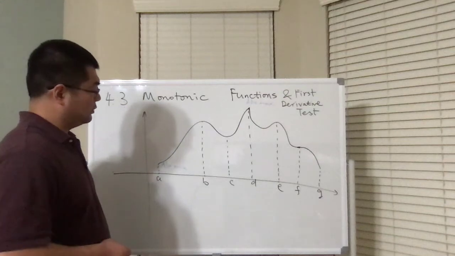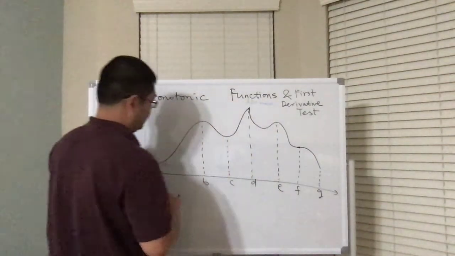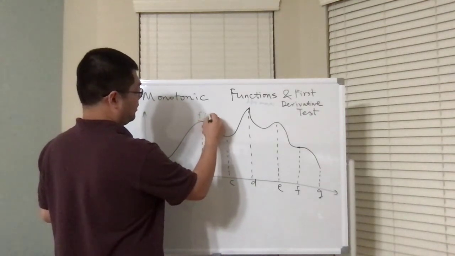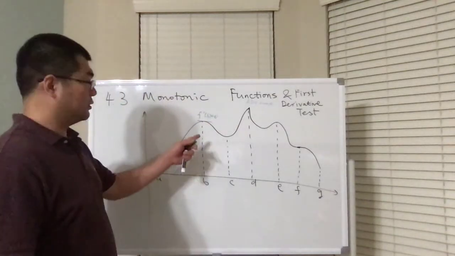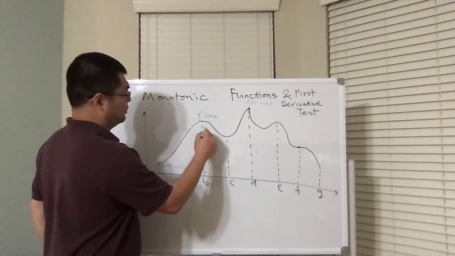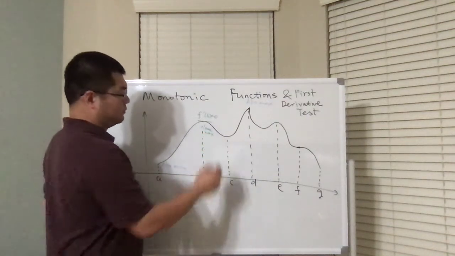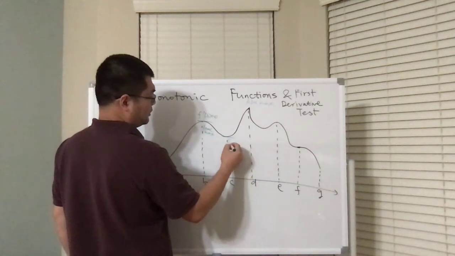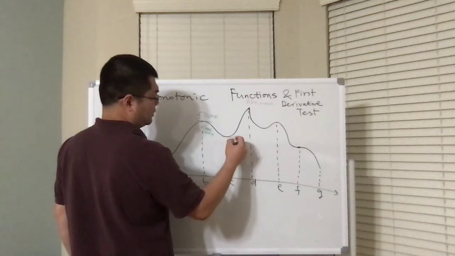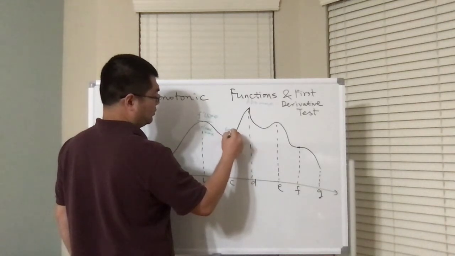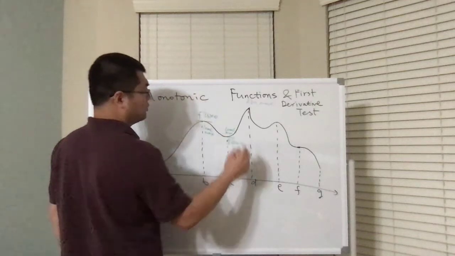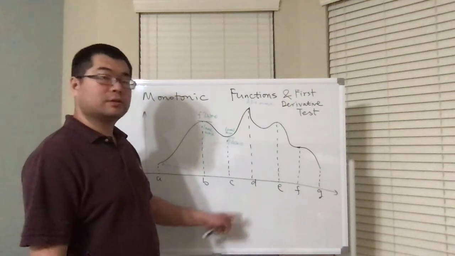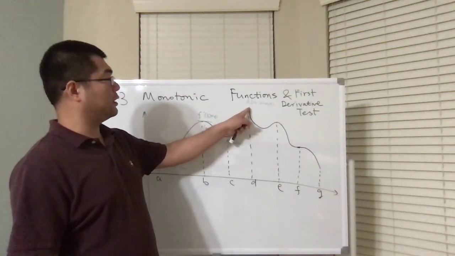Also, you can tell that at the point B, f prime of b is 0, right? And also, we know that this is a local maximum. Okay. And at point C, clearly you can see that f prime of c equals 0. This is a local minimum. Okay, local minimum.